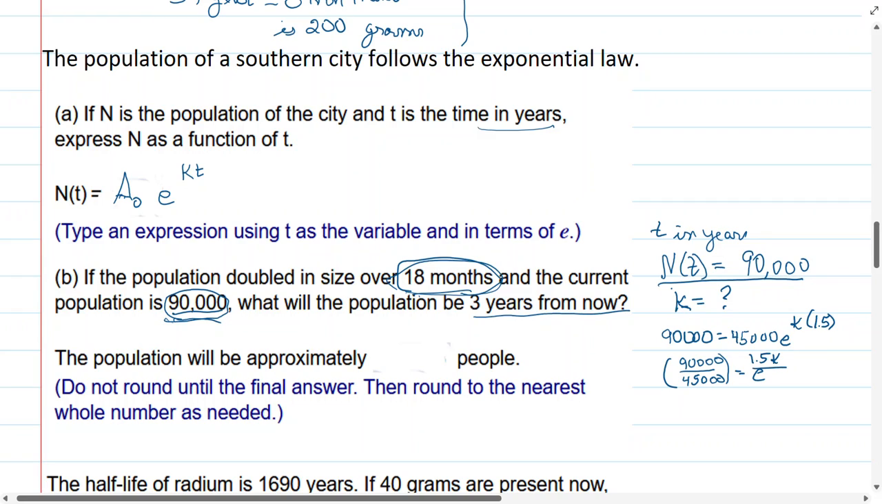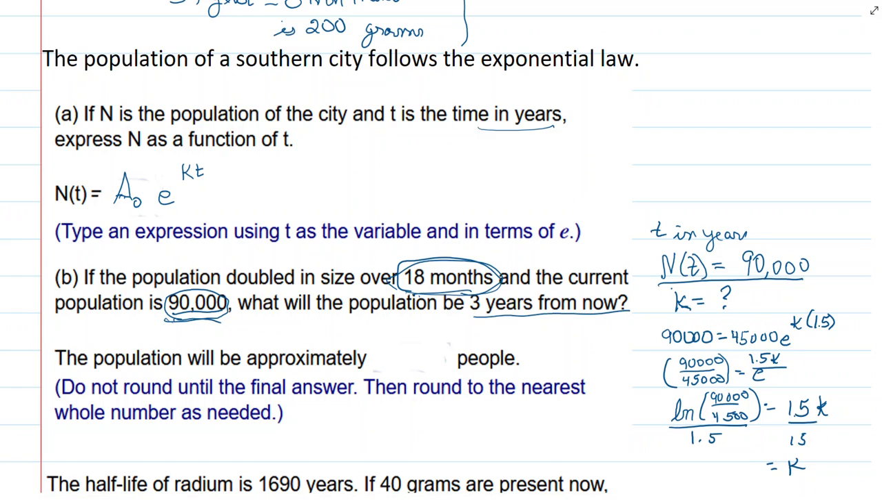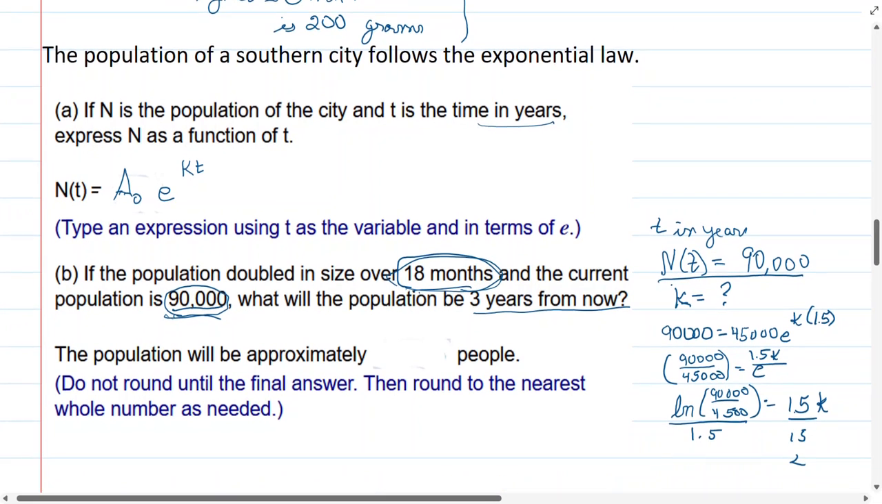All right. I'm going to take the natural log. Put a half. It's fine. That's how I learned it. Okay. So now I'm going to divide by the 1.5 to find the K. All right, here I go. I don't think I can. Oh, yeah, I can. Whew.